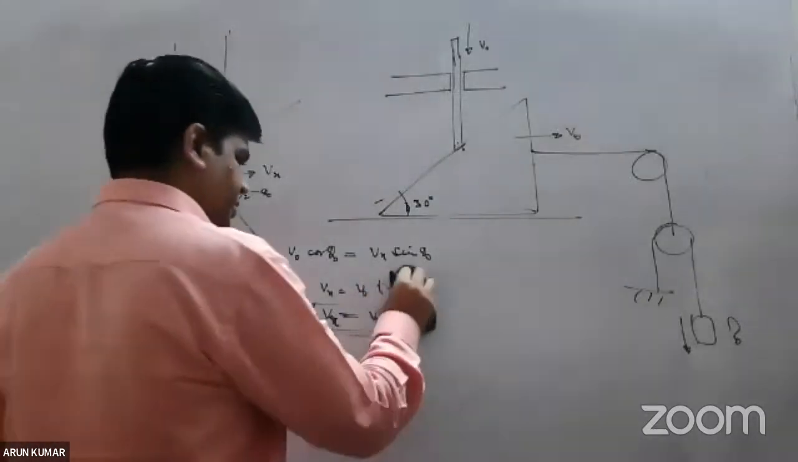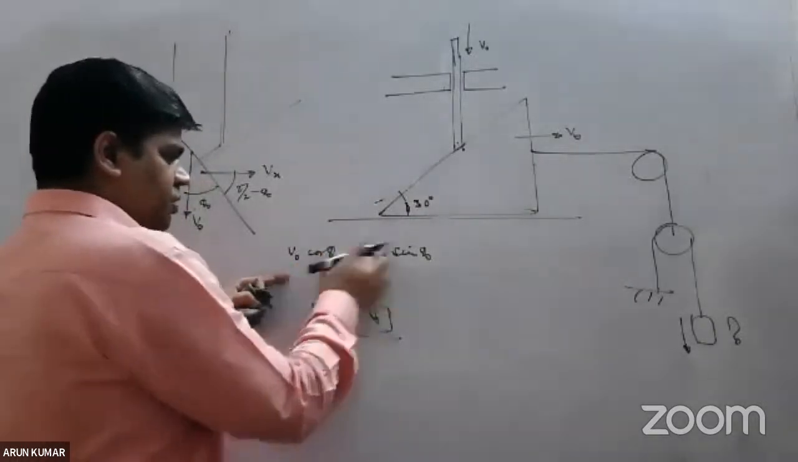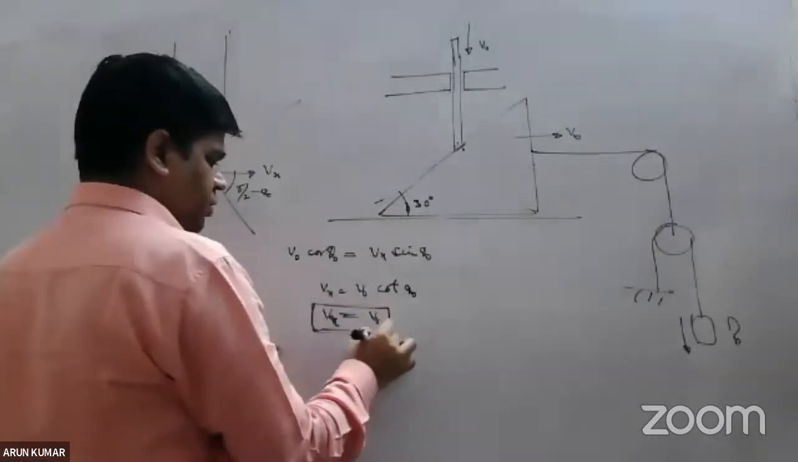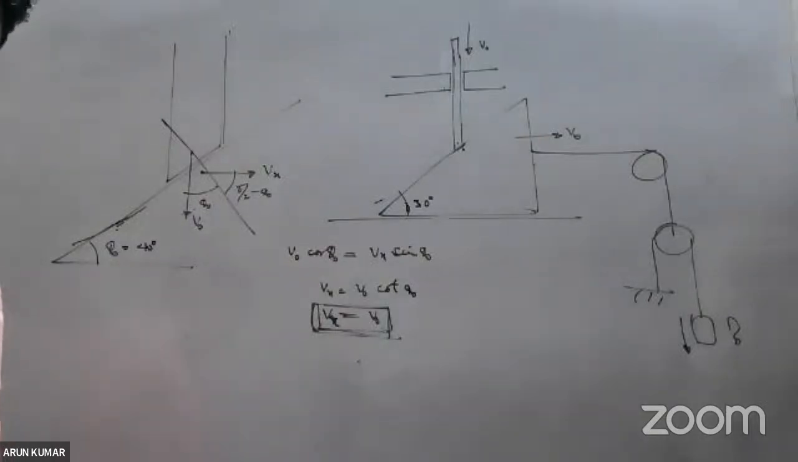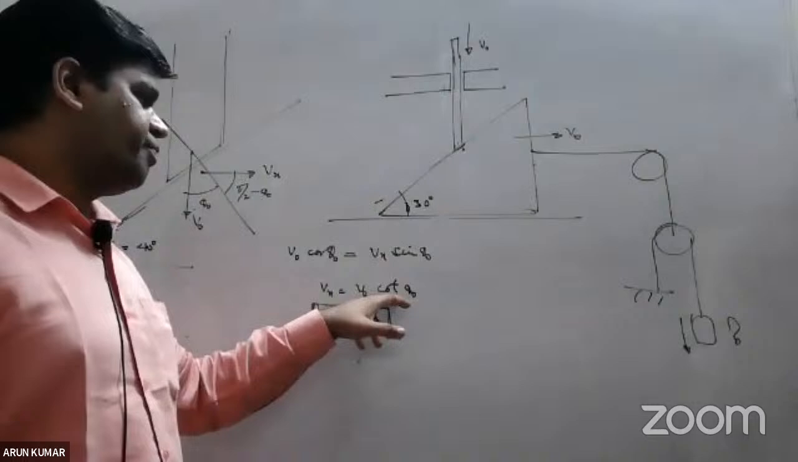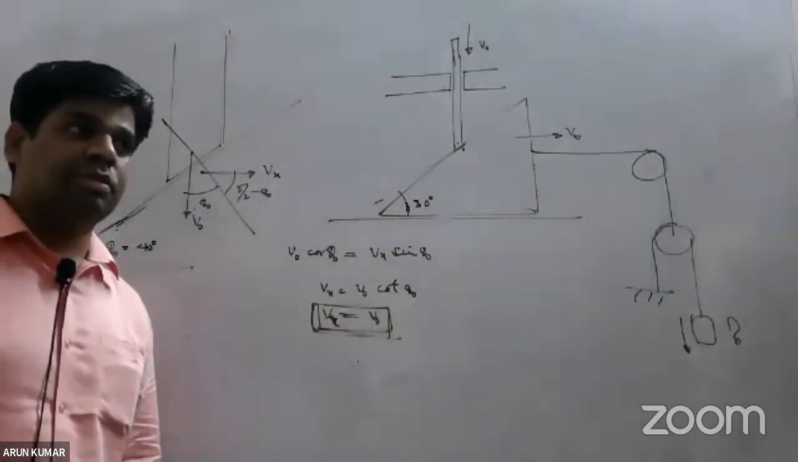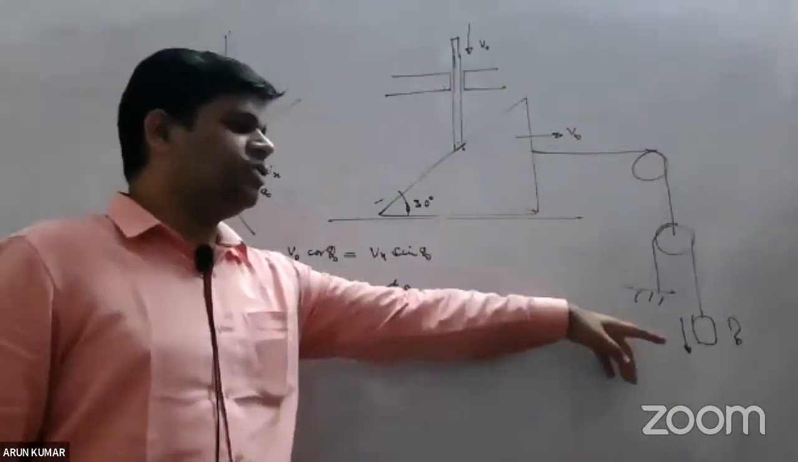Hold on a second. This is cot theta. See, students, that's what I make such mistakes sometimes. V naught cos by sine. So this is cot theta. And it so happened that cot 45 and tan 45 are equal to 1, so that worked out. But that's cot theta, not tan theta. Now tell me the answer. It's 30 degrees. So Vx will be equal to V naught cot 30. Cot 30 is root 3, sir. Root 3, right. So root 3 V naught. So this will be 2 root 3 V naught, right.